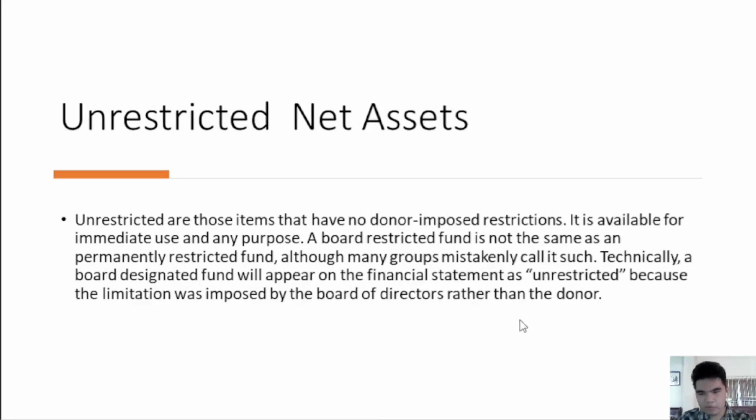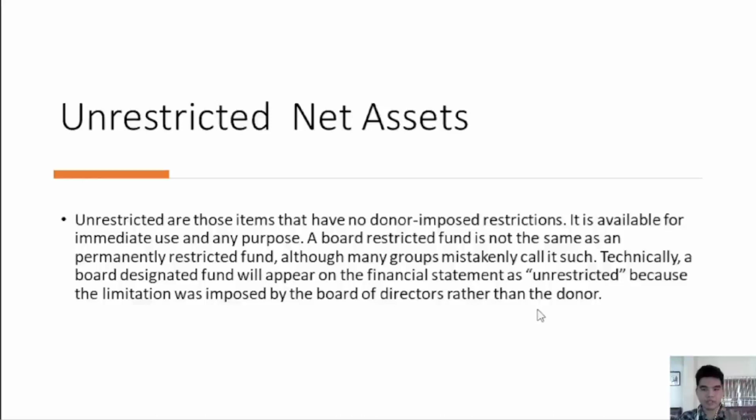Now, what are unrestricted net assets? Unrestricted net assets are those items that have no donor-imposed restrictions. They are available for immediate use and for any purpose. A board-restricted fund is not the same as a permanently restricted fund, although many groups mistakenly call it such. Technically, a board-designated fund will appear on the financial statements as unrestricted because the limitation was imposed by the board of directors rather than the donor.